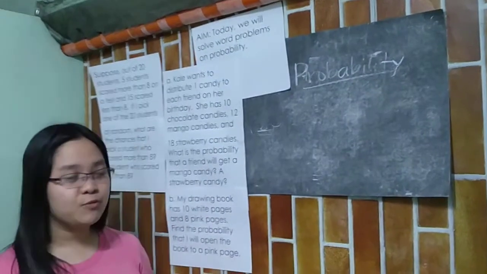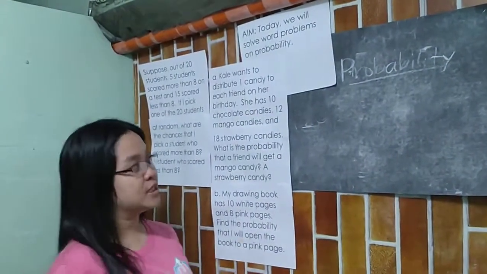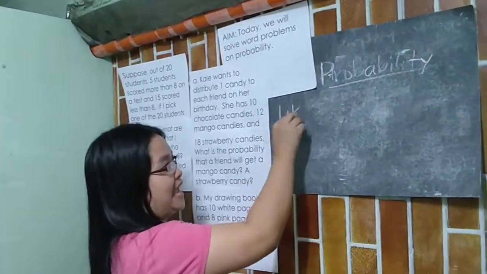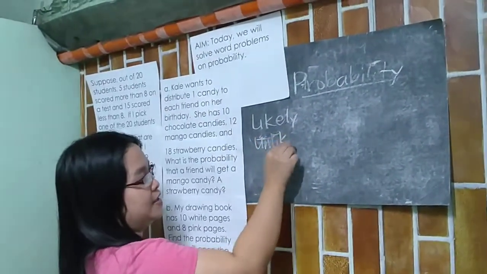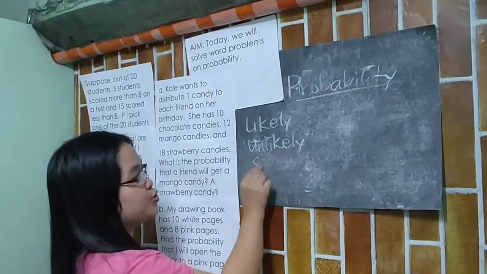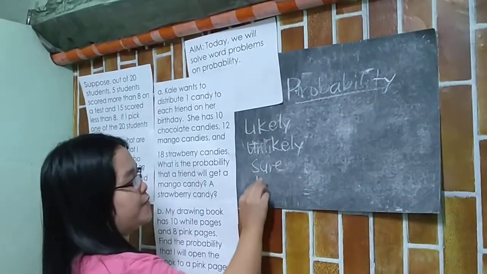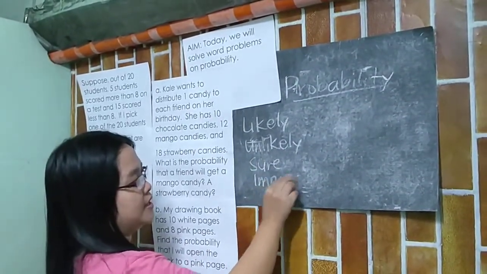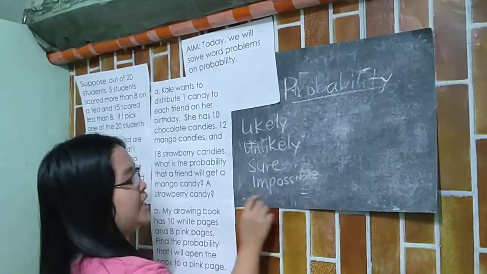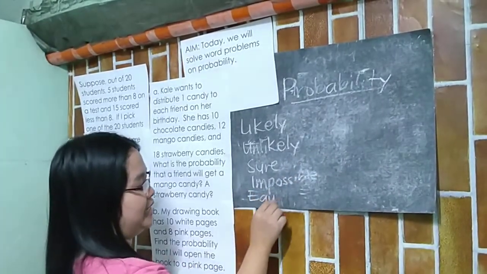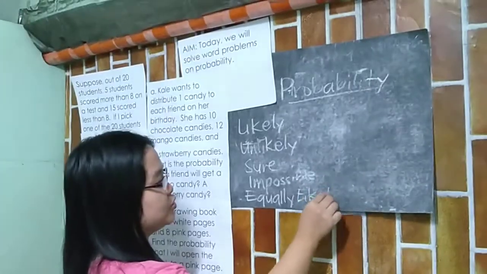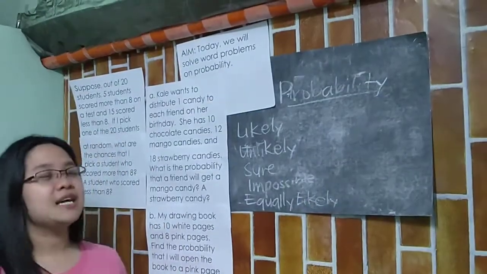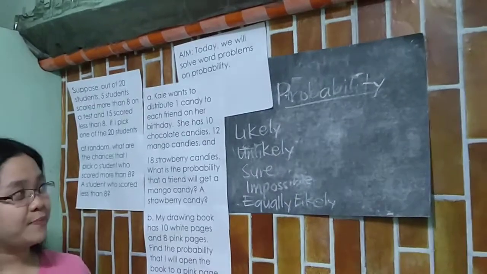So basically, what we use there are the concepts like likely, unlikely. We also have sure, impossible, and equally likely. So here are the terms being used if we want to describe the chances, the likelihood of an event to happen, or simply their probability.